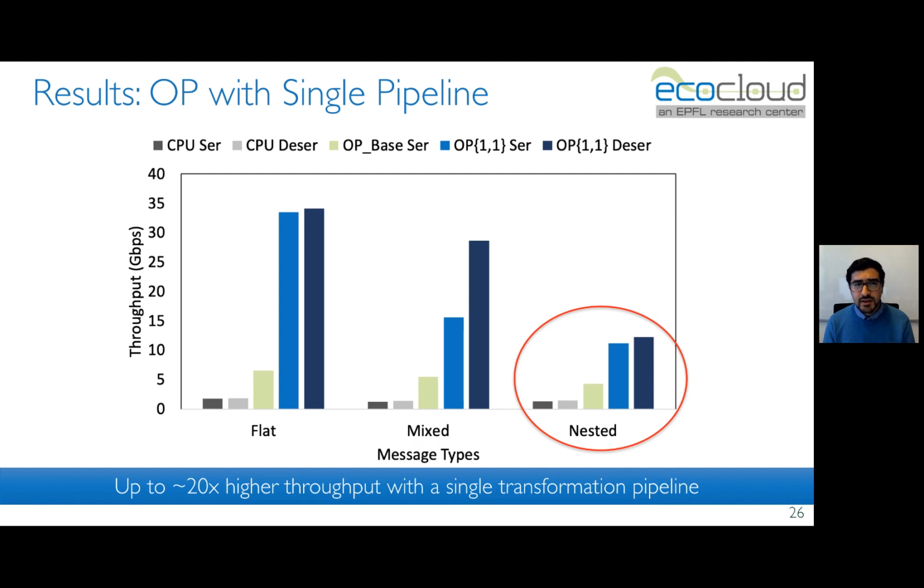In case of nested, we see the worst case throughput, which is expected as it's the worst case scenario. It involves sequential pointer chasings to get to the data, and our prefetcher only prefetches one level at a time. The mixed messages fall between the other two cases as they share the characteristics of both flat and nested.